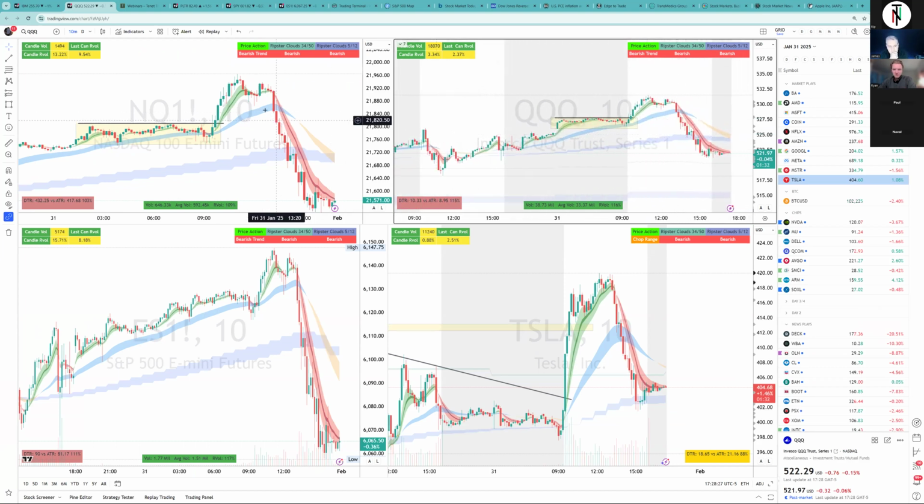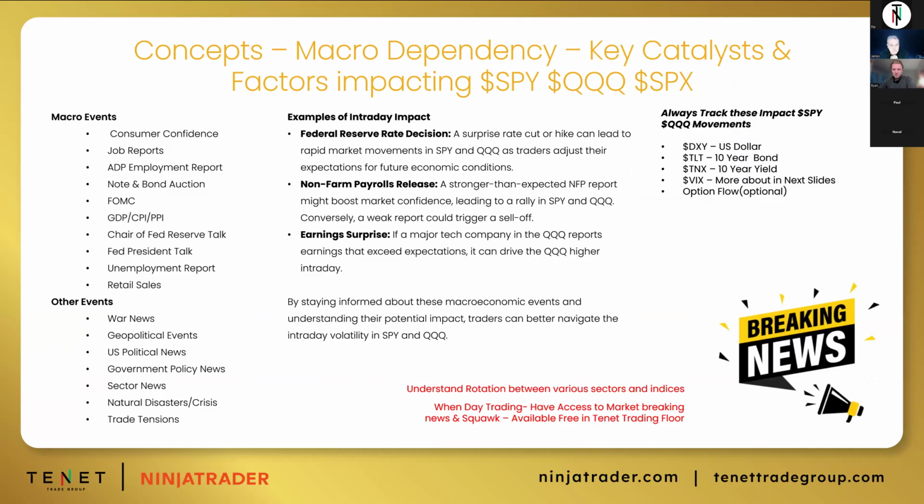We'll talk about those Ripster clouds in a bit. I know a lot of new traders are here as well. These concepts you need to know. You cannot trade S&P, NASDAQ and NQ futures if you do not understand these key concepts, okay?